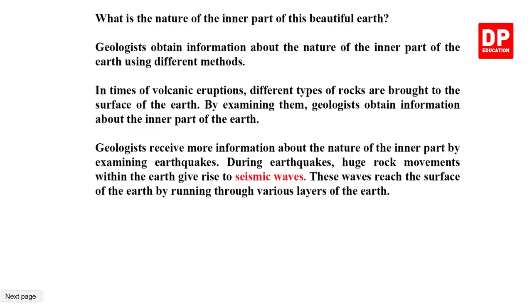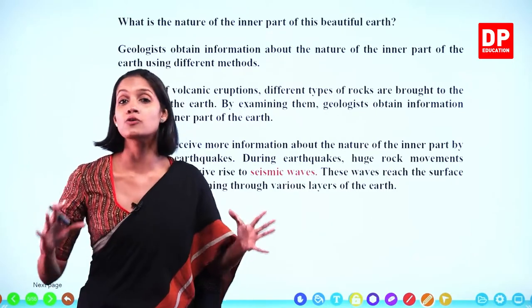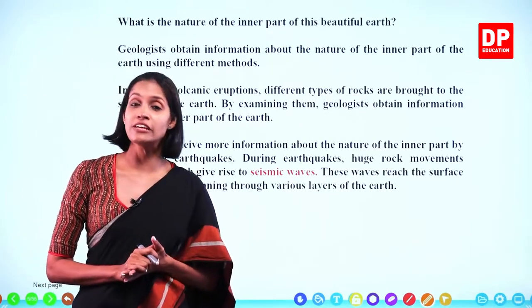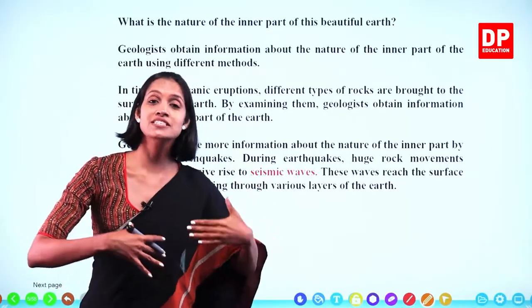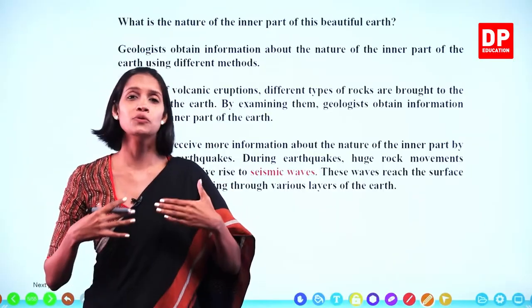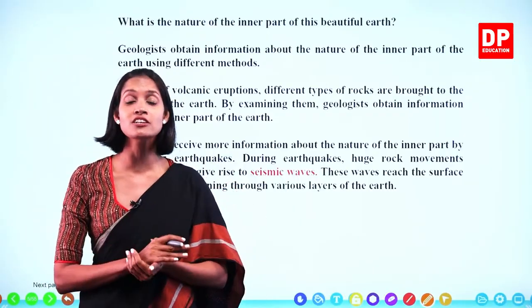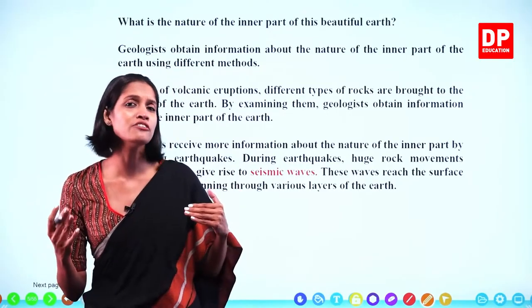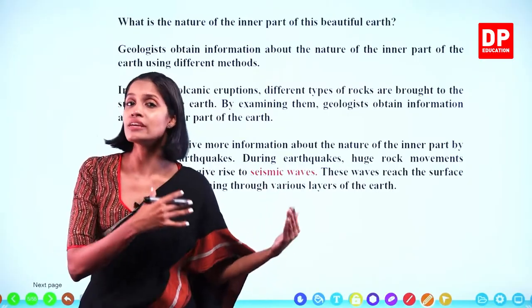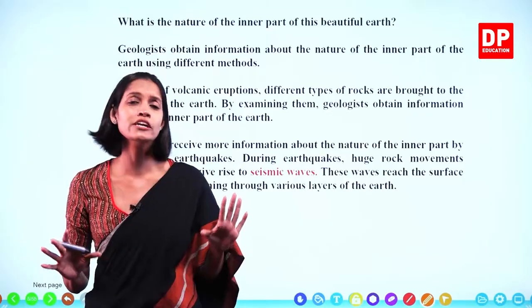Right. What is the nature of the inner part of this beautiful earth? What we could see is only the outer part of the earth. When we consider the mountains, plain areas, oceans, rivers, waterfalls, all these places, even deserts, right? All these places are present on the surface of the earth. Have you ever tried looking for information on the inner parts of the earth, children? What would it look like? No one can say it.